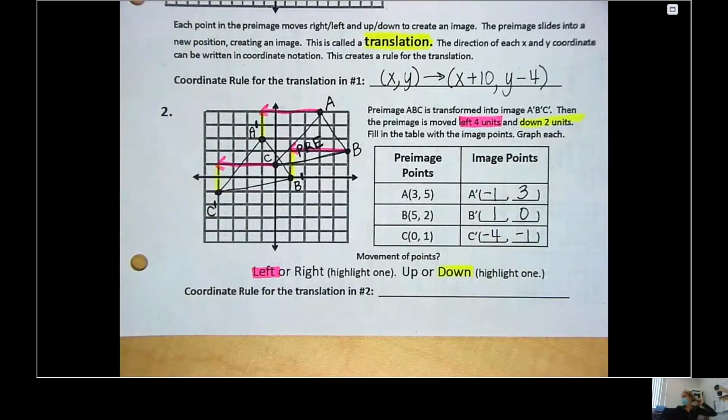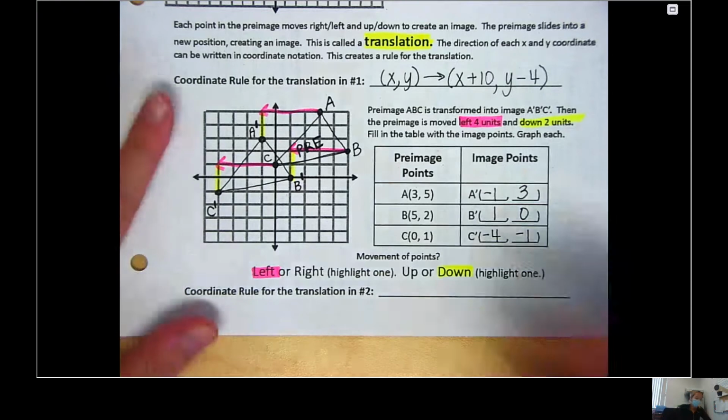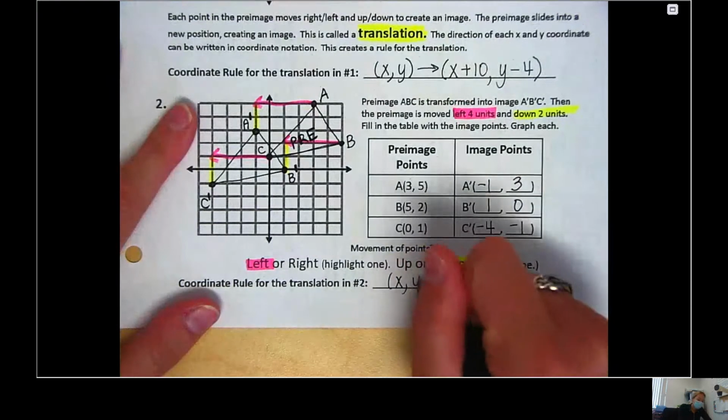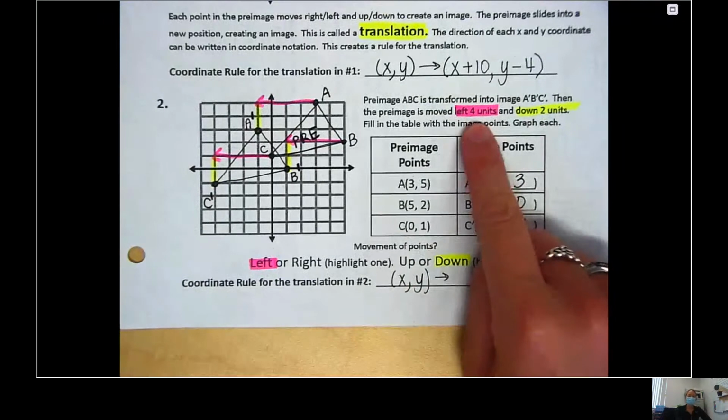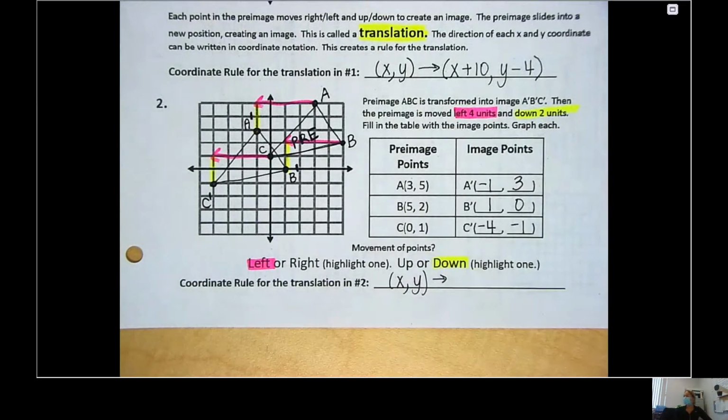Good. So I've taken my picture, I've slid it to the left 4 and down 2. So now I'm going to write the rule for that translation. X, Y becomes. Now, I went to the left 4. What does that mean? Where do I put that in my equation? Is that your X or your Y? X minus 4 because I went to the left 4.